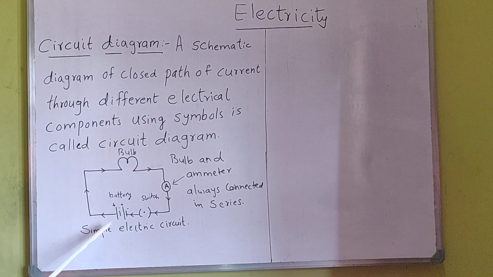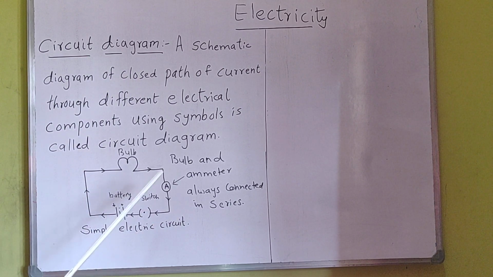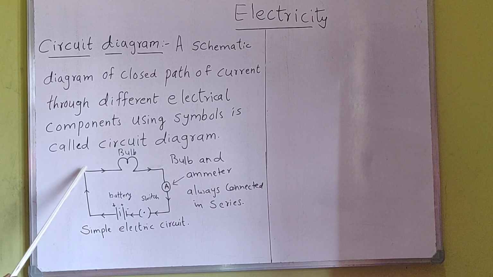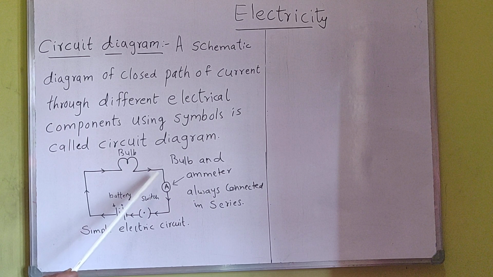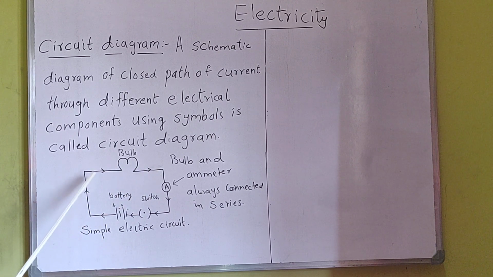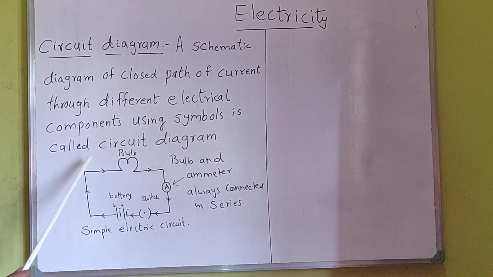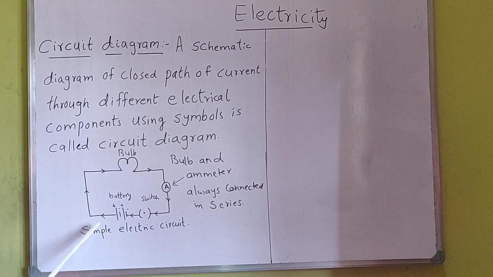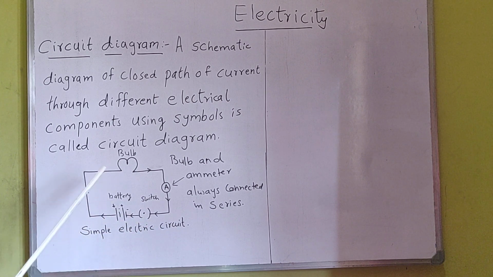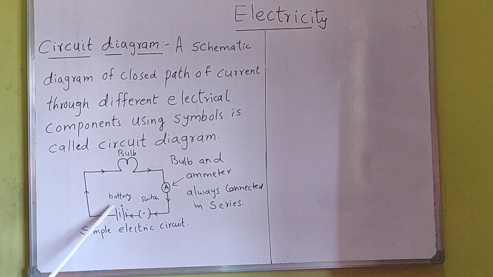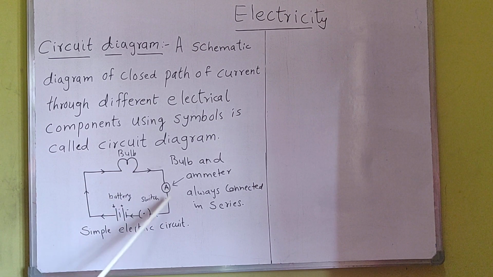Always remember, in a simple electric circuit, if the charges flow from left to right, then the current will flow from right to left. The direction of current and direction of the charges in an electric circuit is always opposite to each other. In a simple electric circuit, the current will always flow from the positive terminal to the negative terminal.